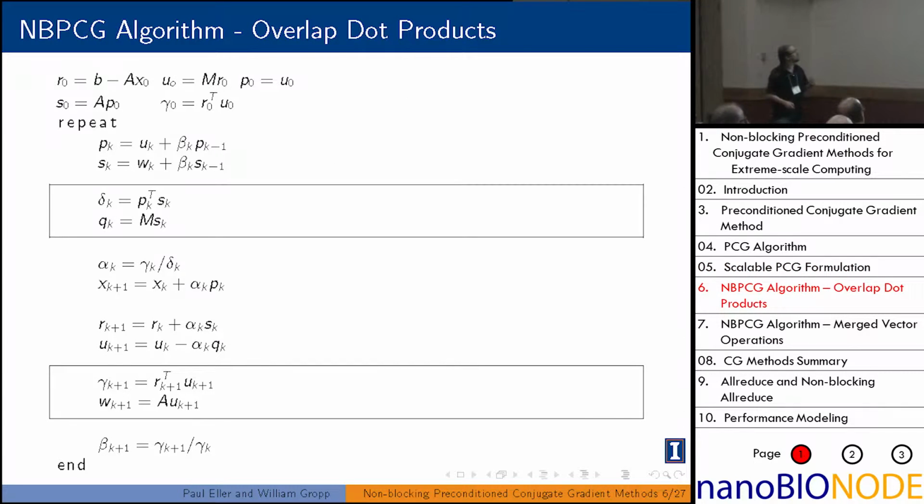So this is the NBPCG algorithm. And there are two key things I wanted to note with this. The first is that they have the ability to overlap the dot products. So we note, say for here, where we apply the preconditioner. Before that, we have a dot product, but the preconditioner application does not depend on the result of the dot product. So we can start a non-blocking Allreduce, we can apply the preconditioner, and then we can call a wait to get the result of this non-blocking Allreduce. So ideally, this will allow us to hide most of the cost of the Allreduce, as well as to limit the impact of noise.